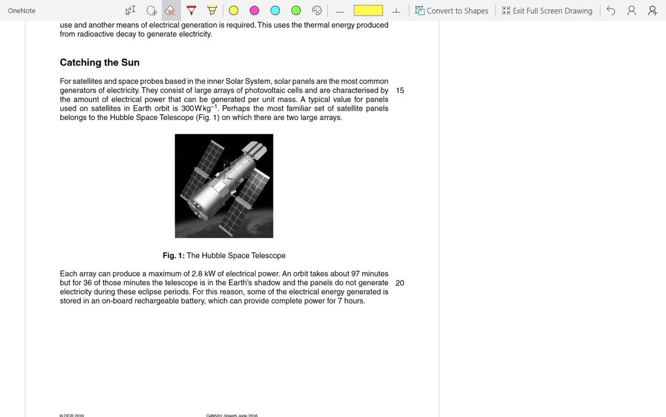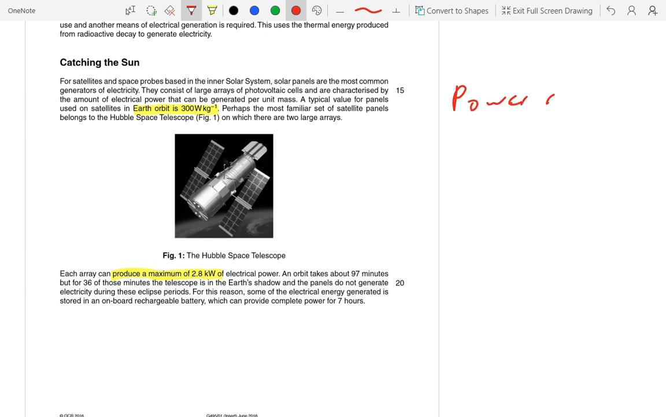Now it says at the bottom here, after the picture, each array can produce a maximum of 2.8 kilowatts. So then you see here we've got the energy that they produce, like the maximum, and then we've got this other quantity at the top. So a very reasonable question would be to work out the mass of the solar panel arrays. Even if you don't know an equation for this, you're not necessarily going to know it.